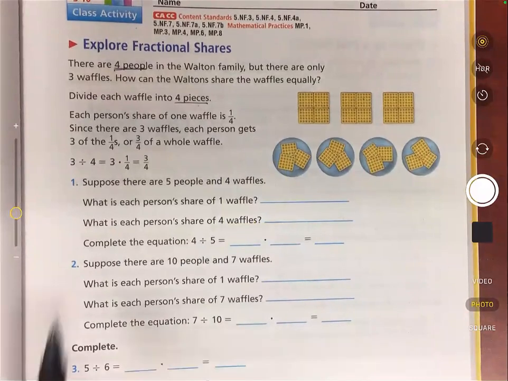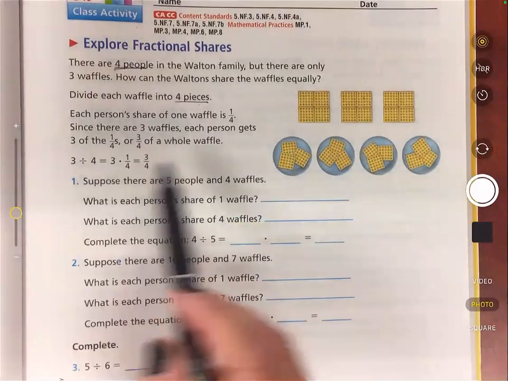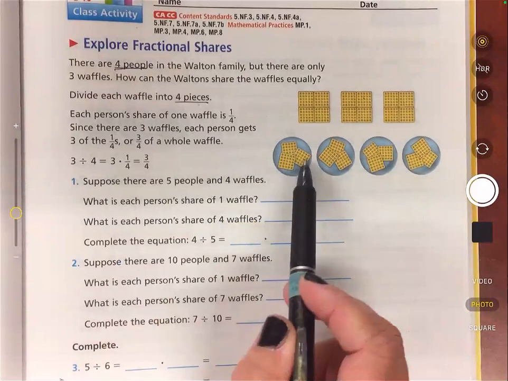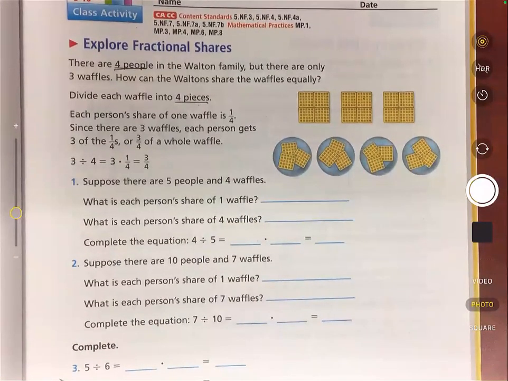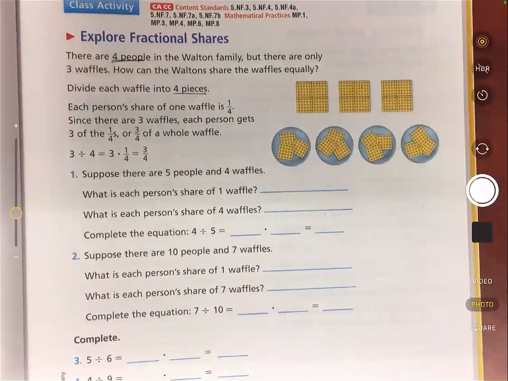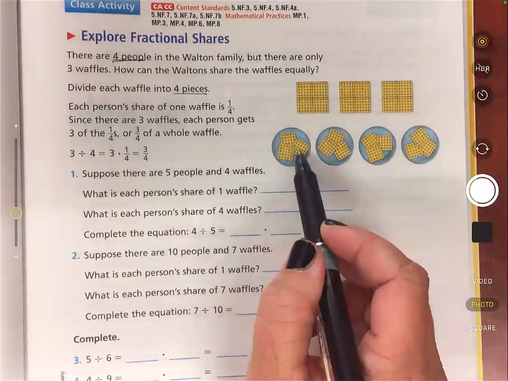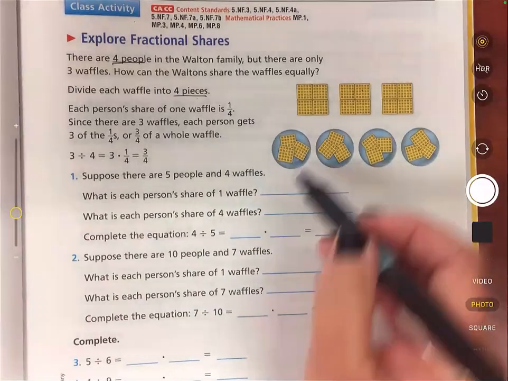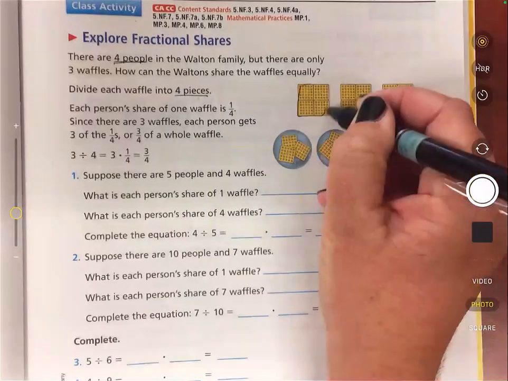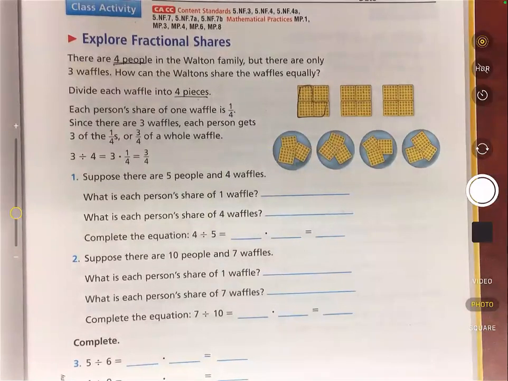And since there are 3 waffles, each person gets 3 of the fourths. And what do we know that of means? Multiply. Of means multiply. So 3 times 1/4 is 3/4. Does this picture show that I have 3/4? Yes. Or 3/4 of a whole waffle, right? I end up with 3/4 of a whole waffle because I have 3 pieces.